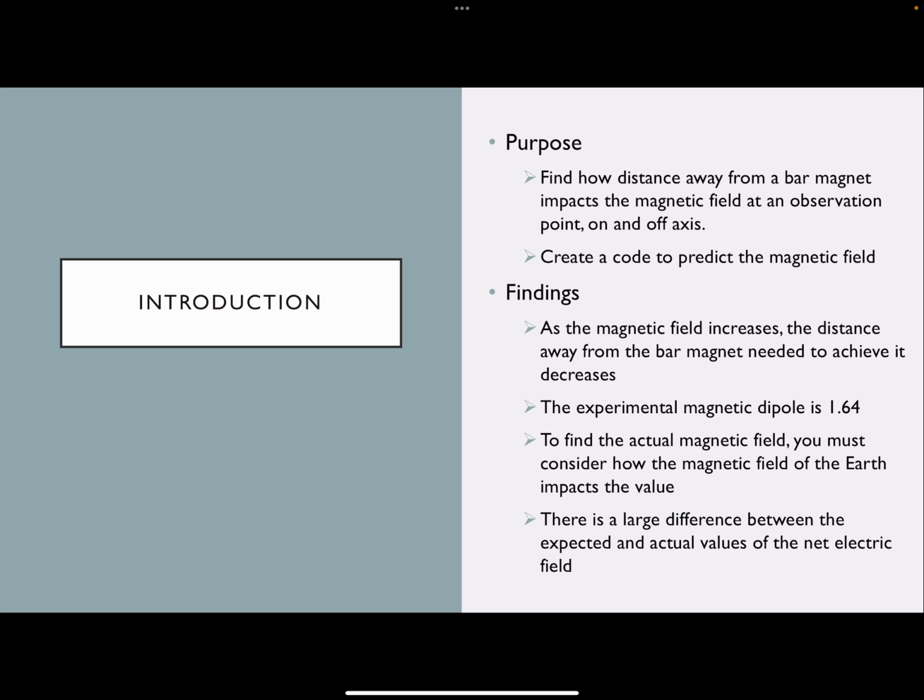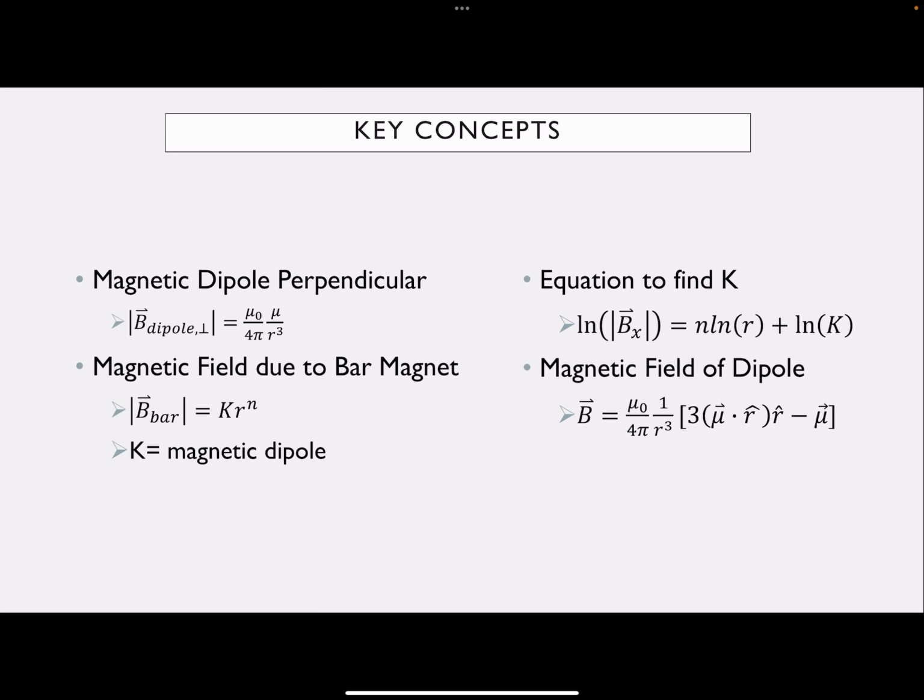The finding of this lab was that as the magnetic field increases, the distance away from the bar magnet needed to achieve that magnetic field decreases. The experimental magnetic dipole for this was 1.64. To find the actual magnetic field, you must consider how the magnetic field of the Earth impacts the value. We'll look more into that later. And there's a large difference between the expected and actual values of the net magnetic field.